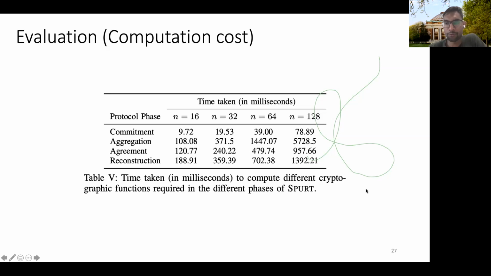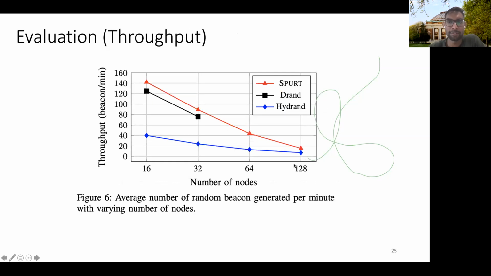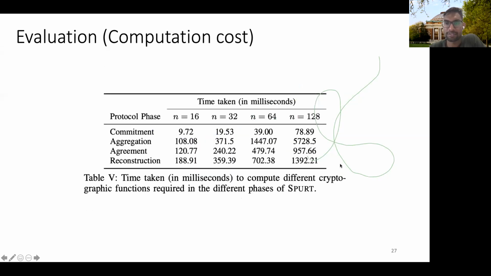This also shows up in the throughput. When we go up to 128 nodes, we can only generate about 25 to 30 beacons. That's because in the reconstruction phase, each node will spend a fair amount of time doing computation before they send messages. So these all add up.